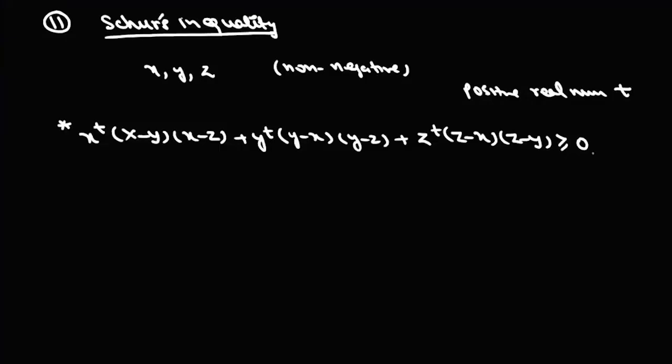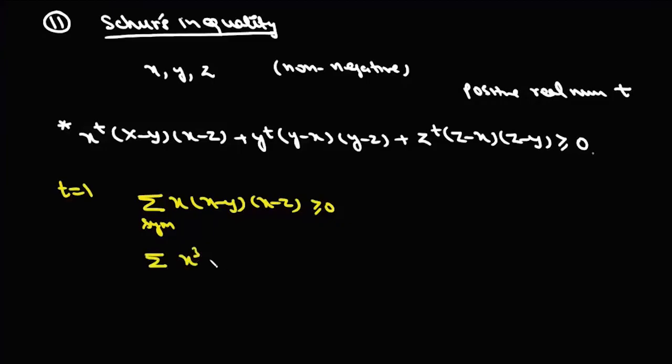Now for this inequality, if we take t as 1, then we can write this summation x, x minus y, x minus z, and this is a symmetric sum. It is greater than or equal to 0, or we can write this as x cube minus x square y plus x square z plus xyz greater than or equal to 0.